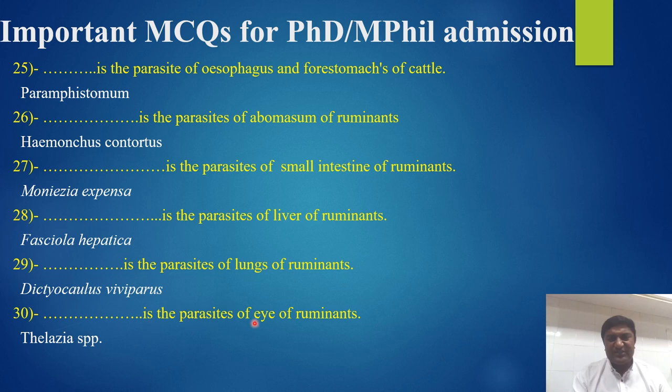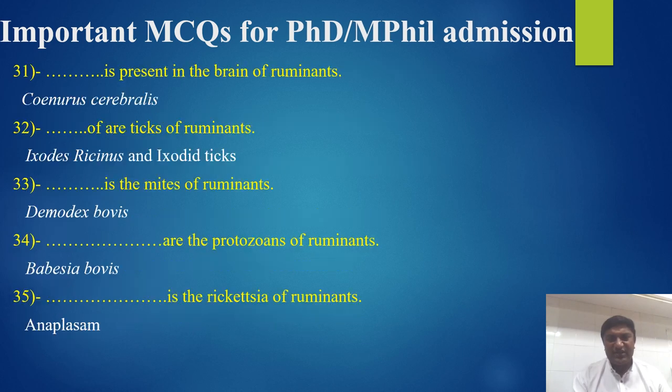Dash is the parasite of the eye of ruminants, Thelazia species. Dash is present in the brain of ruminants, Coenurus cerebralis. Dash are the ticks of ruminants, Ixodes ricinus and Ixodes ticks. Dash are the mites of ruminants, Demodex bovis. Dash is the protozoan of ruminants, Babesia bovis. Dash is the coccidian of ruminants, Eimeria bovis.